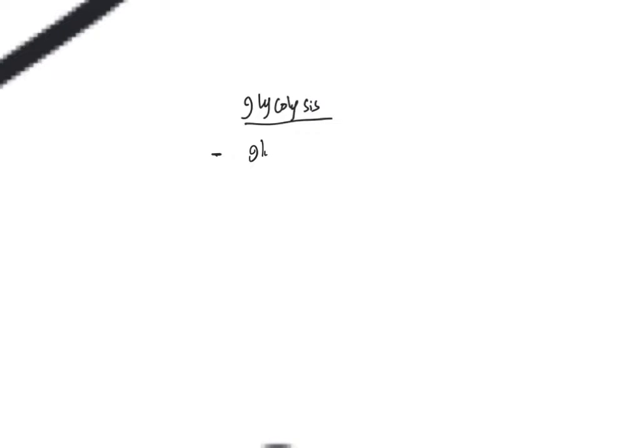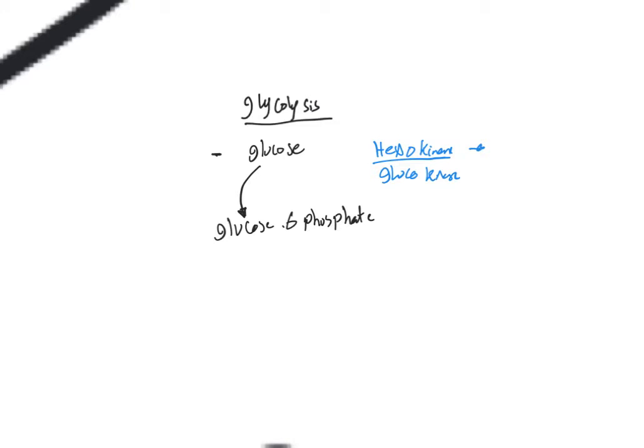So right now we have glucose being turned into glucose 6-phosphate. The enzyme responsible for this is either hexokinase or glucokinase. What is the difference between them? Hexokinase is in all of the body cells. Glucokinase is in more specialized cells. We have it in the liver cells, and in the beta cells in the pancreas. So that would be our first step.